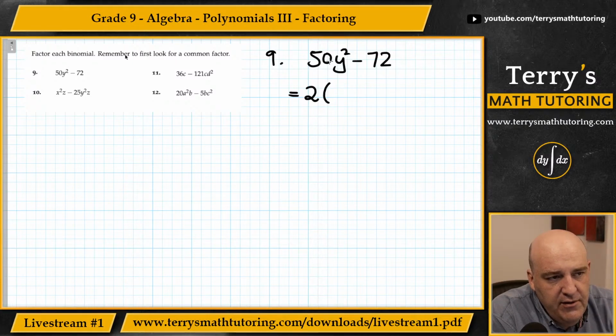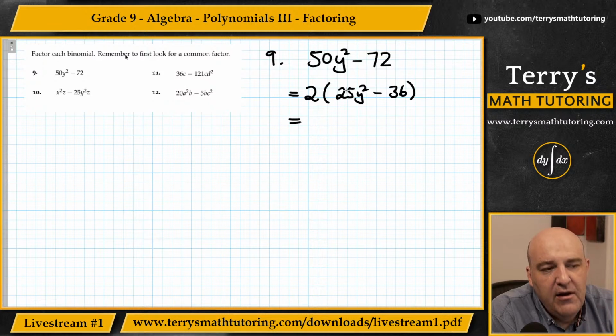Pull out a 2 as a common factor. And this divided by 2 is 25y squared. And this divided by 2 is 36. And then I look at what's left over here and I ask myself, is there anything I can do on this? I can't do trinomial. I can't do grouping. But I can do difference of squares because each of these is a perfect square.